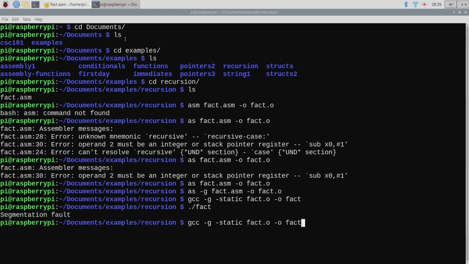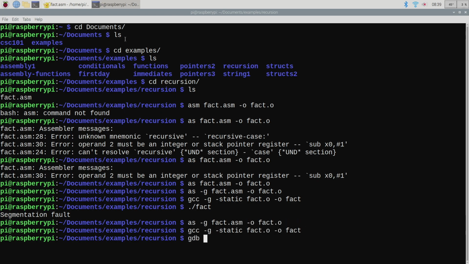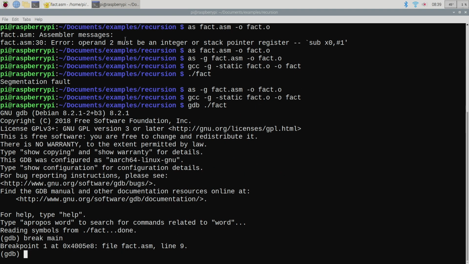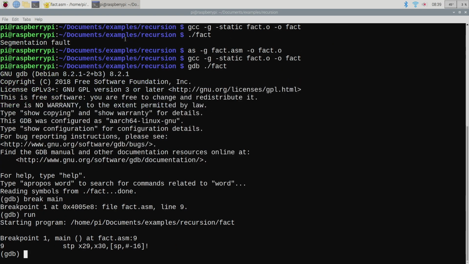Okay, so let me reassemble it with the printing in there. Okay, so let's start stepping through this and see why we got that segmentation fault, and then we'll talk about what we have to do to fix it. Now, I deliberately made sure that we would get the seg fault because I wanted you to see what happens. Okay, so we're going to step through the instructions, right?